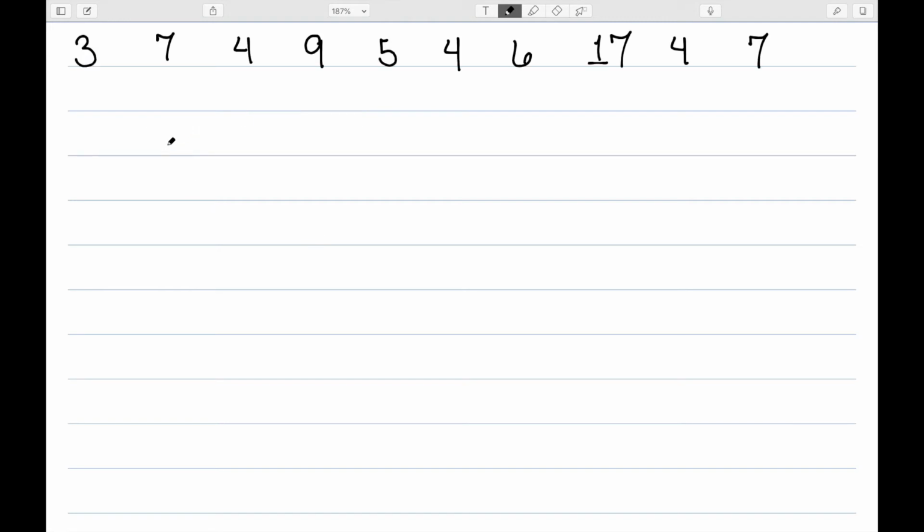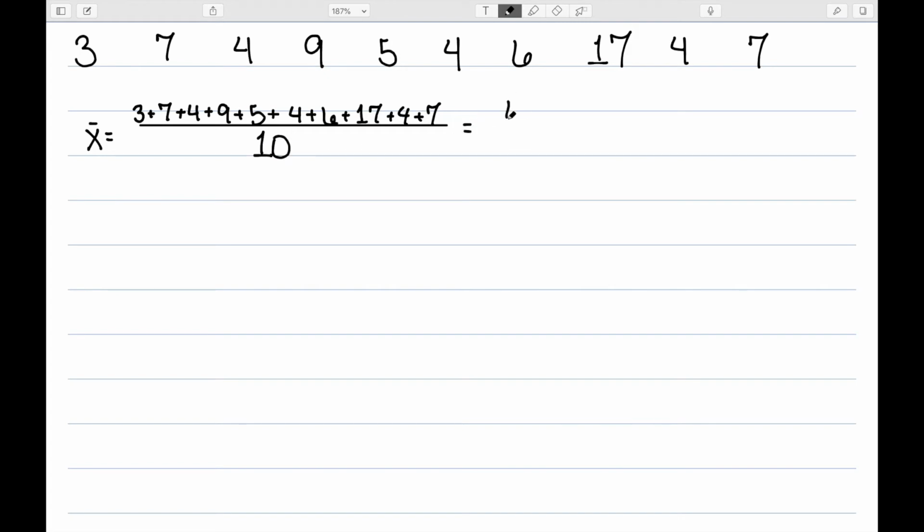So here I have a set of data values. The first step is to actually find the mean. So I need to start by adding these values up and then divide by the number of things there are. And there are 10 data points here. When I do this, I get 66 divided by 10, or 6.6. So this was our first step, to actually find the mean.